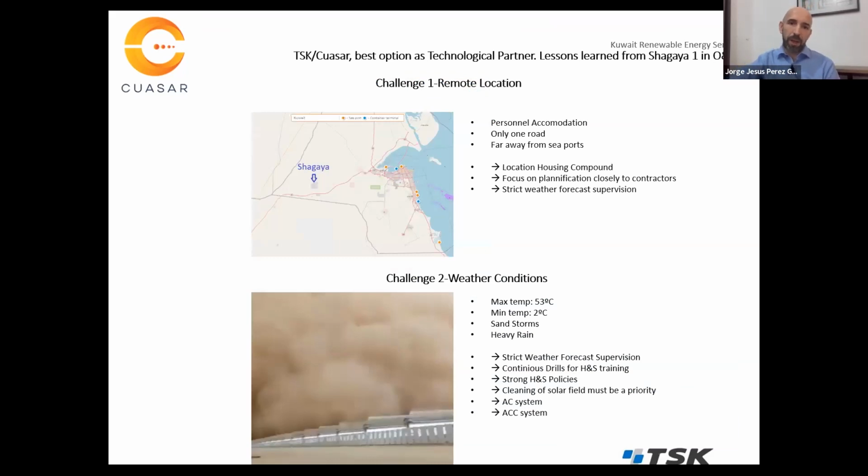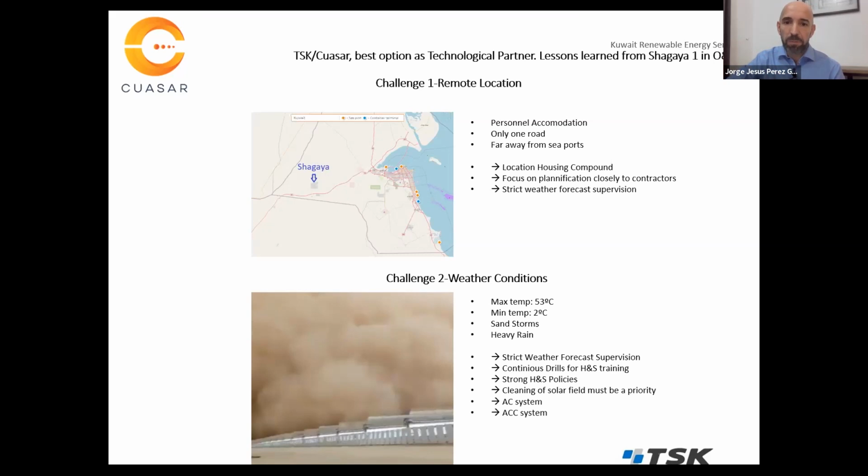Talking now specifically about the first challenge, the remote location. I was talking before about personnel accommodation. There is only one road, which is very important. It is far away from seaports, and your staff during construction and during operation and maintenance arrive at the seaports. How are they going to reach the plant? Just imagine, for instance, the heat exchangers. I remember the problem with the transportation of some vessels that were coming. They were very long and very high, so it's a special transport.